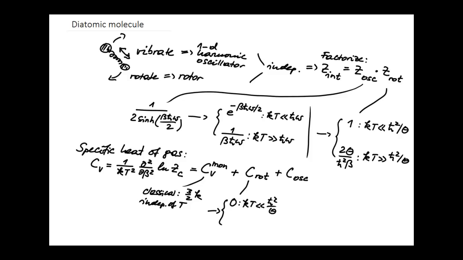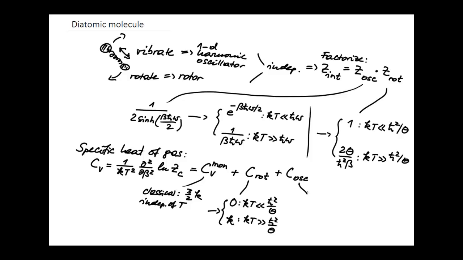When the temperature is larger than the characteristic scale of the rotor, we know that the partition function of the rotor goes like 1 over beta. So its log goes like minus log of beta. The second order partial derivative of minus log of beta with respect to beta goes like 1 over beta squared. And then in front of that, in the formula for the specific heat, we have 1 over kT squared, so this is k times beta squared. The betas cancel, and the specific heat becomes k, the Boltzmann constant. So for high temperatures, the specific heat of the rotor approaches k.